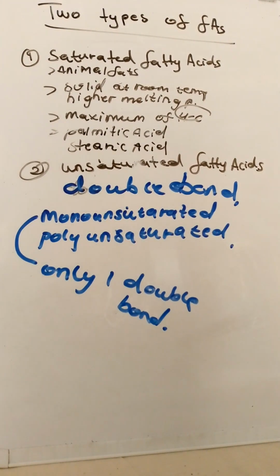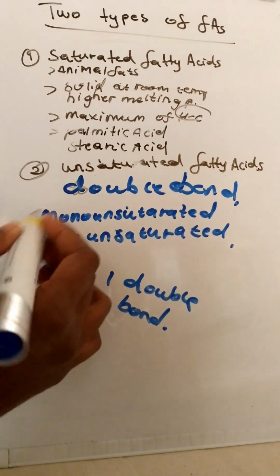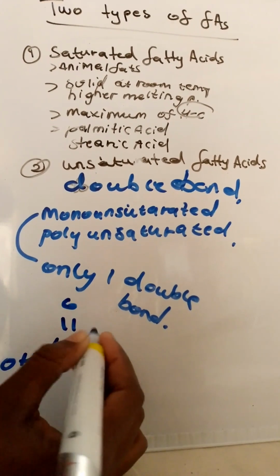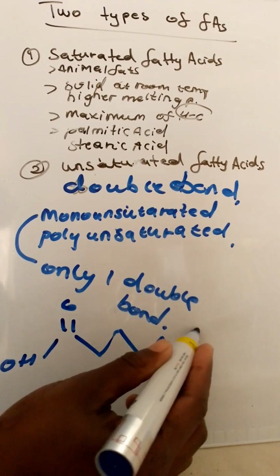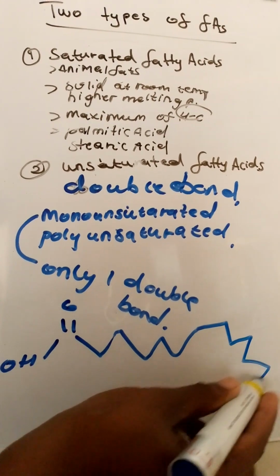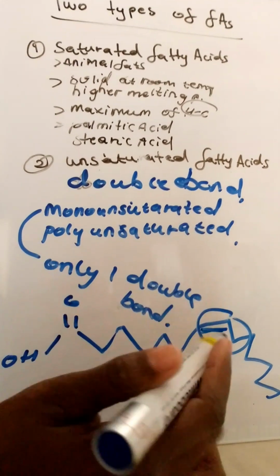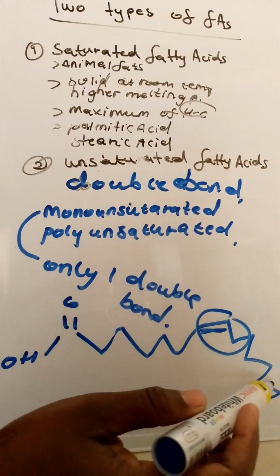Due to this bond in the structure of a monounsaturated fatty acid, it causes the structure to have a kink, causing the whole molecule to bend. You understand? So let's look at a structure of a monounsaturated fatty acid. It can be something like this. The double bond here causes a kink, causing this whole structure to bend, right?